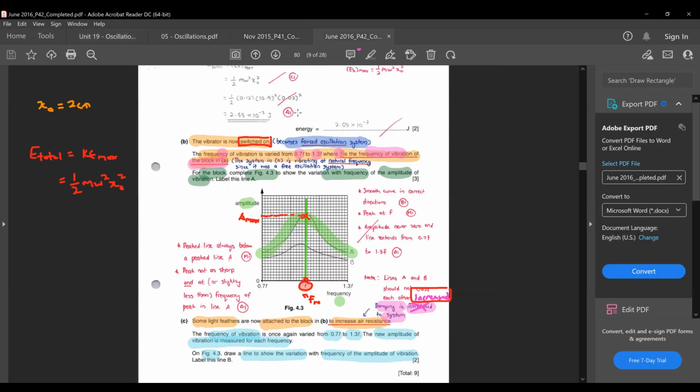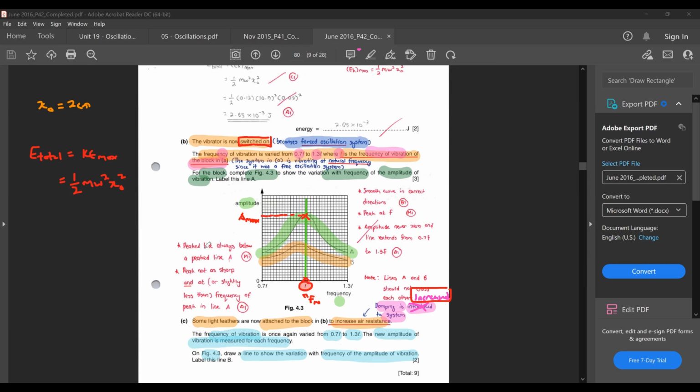All right. So here, your new graph ought to be like this line here. So you look at what the marking scheme said, the peak line is always below the peak line A. This is talking about graph line always lower than the one before. And then after that, the second point was the peak is not as sharp. This is talking about the peak must be flatter. And then the third thing here was at frequency or peak in line A.